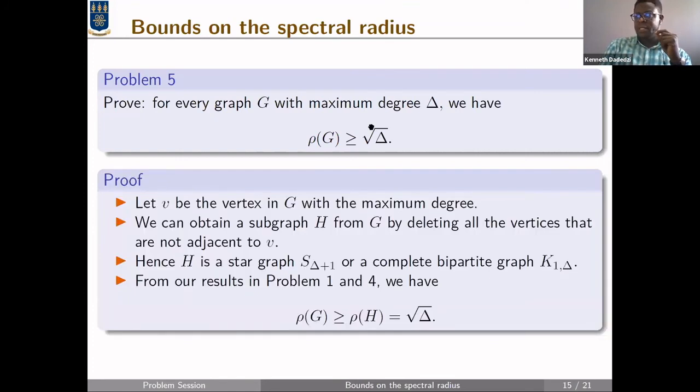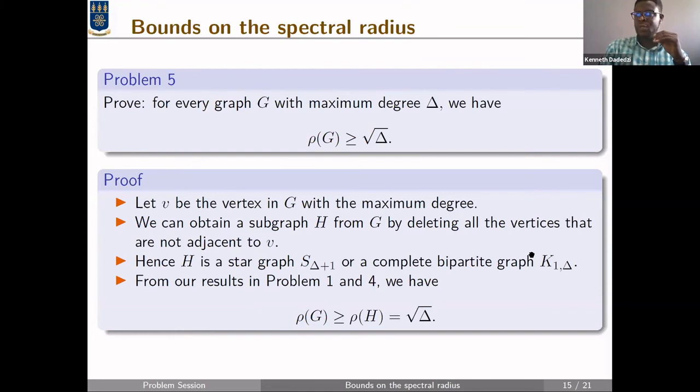Let's go through it. If we take graph G, and let V be the vertex in G which has the maximum degree, then you obtain a subgraph H from G by deleting all vertices which are not neighbors of V. If you delete all of them, then you are left with the vertex V and its neighbors. That's the description of a star graph. So the H you get here is a star graph, or a complete bipartite graph with one vertex on one side and the neighbors on the other side. And we already know how to find the spectral radius of that.